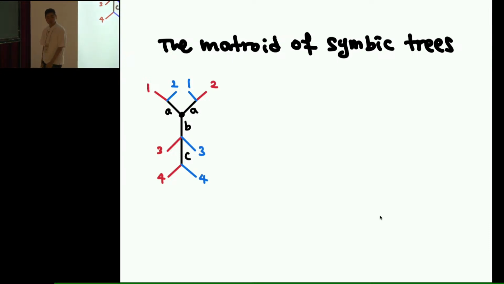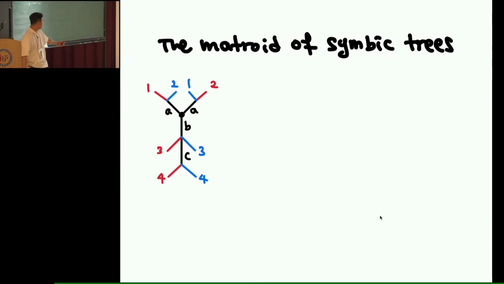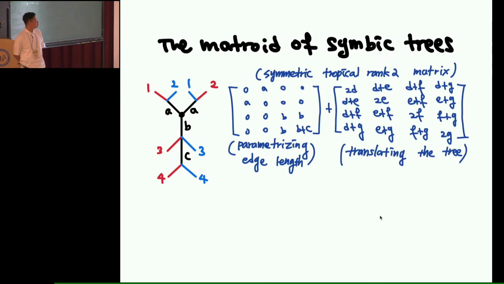Now, we define the matroid for the symmetric trees. Suppose that we have a symmetric tree with 4 leaves here, and then we have the corresponding symmetric tropical rank 2 matrix. This is the corresponding symmetric matrix. We have 7 parameters, A, B, C, parameterizing the edge lengths, and D, E, F, and G, parameterizing the location of this dot point here. So we have a symmetric tropical rank 2 matrix.